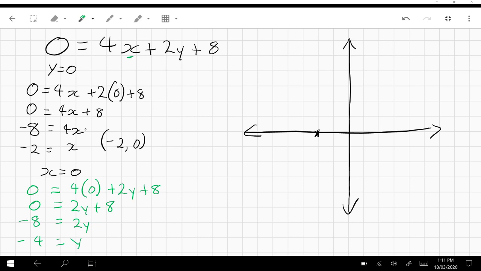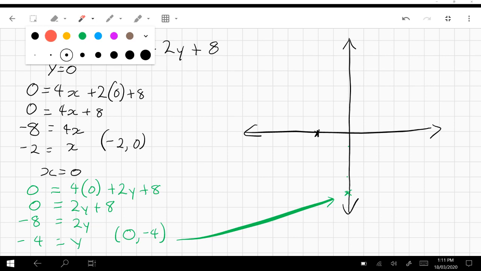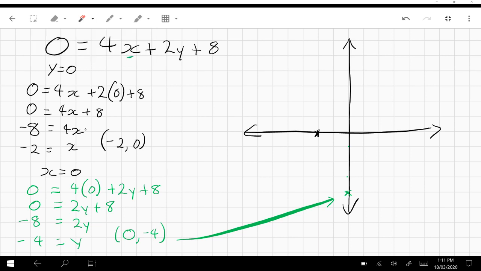So now that tells me 1, 2, 3, 4. So this is going to pass through the point where x is 0 and y is minus 4. So that's on my line down here. So when I draw my line, it's got to go through both of those points. Of course, you'll draw it with a ruler.